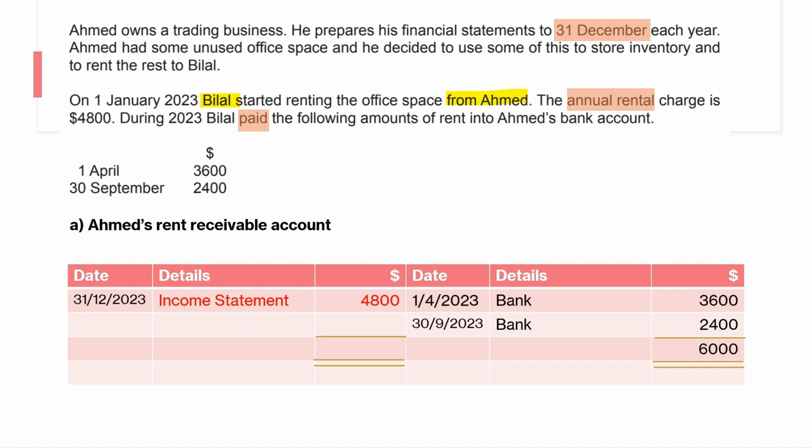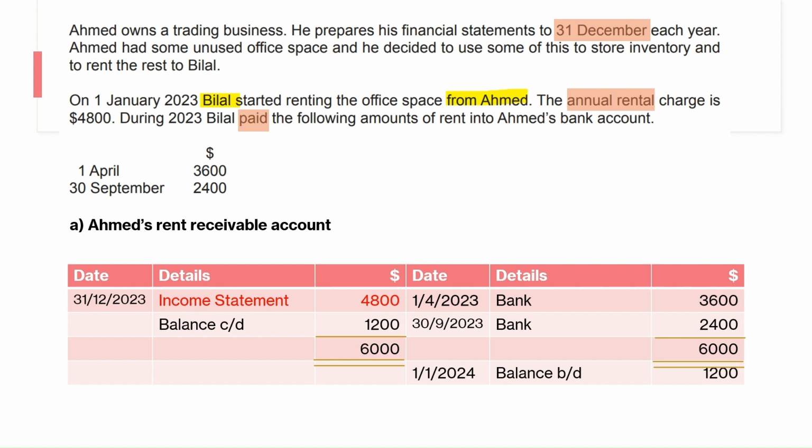So we can try balancing and see if it's right. Then 6,000, you transfer the same amount to the debit side and account for the difference, which is 1,200, which will be the balance carried down on the 31st of December 2023. And the balance brought down, as I said, is on the credit side because it's an other liability, income prepaid, 1,200.